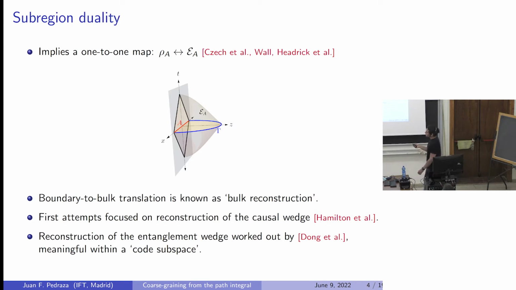And more recently, it was understood that holography really acts as a quantum error correcting code, and using these tools, it was only then that in this paper and others, they were able to find a complete map between CFT data and local bulk operators within the entanglement wedge.